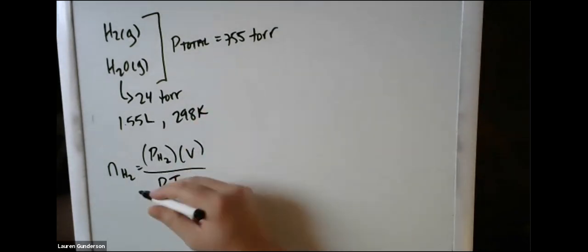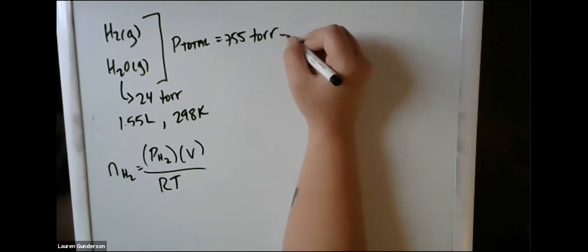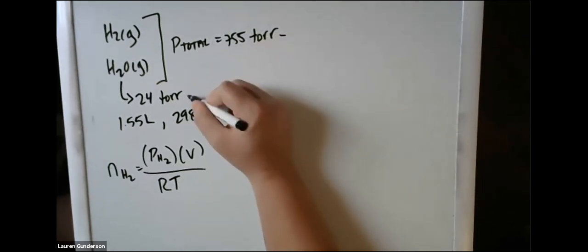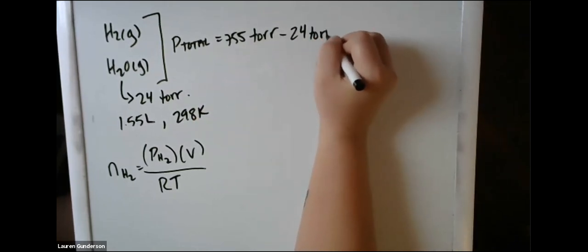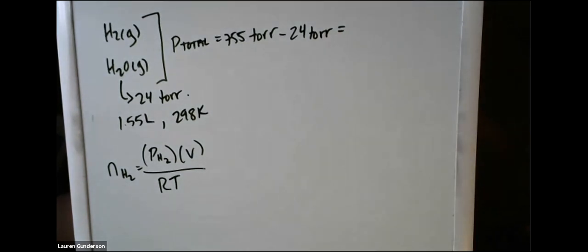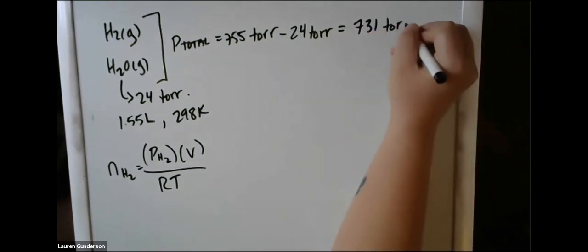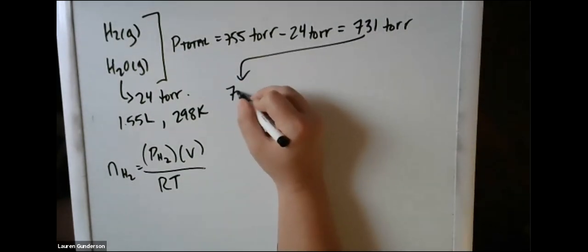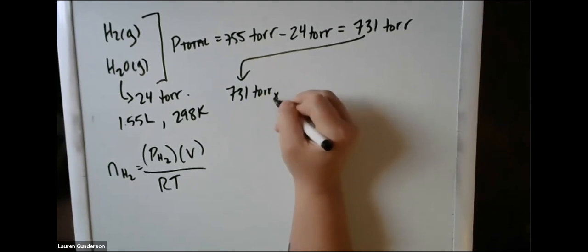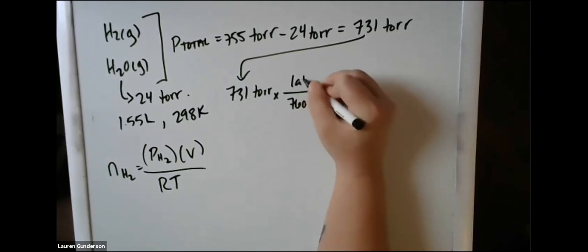Okay, so to find the moles of hydrogen gas, we have to find the pressure. We're going to take the total pressure, which is 755 torr, and we will remove the partial pressure of the water vapor from that. So minus 24 torr. That gives us a partial pressure for the hydrogen gas of 731 torr, which we want to immediately convert into atmospheres. And we remind ourselves that 760 torr is equal to 1 atmosphere.